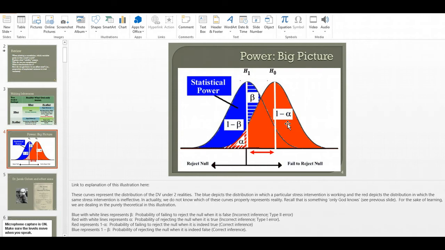So the overall objective of this illustration is to get the big picture of power, to understand all the factors that impact power, and to understand it deeply in a conceptual way that maps right on to what we discussed in the last slide. So all of those components are here. This is just a different way of looking at it. So my goal for you is a deep understanding of this.